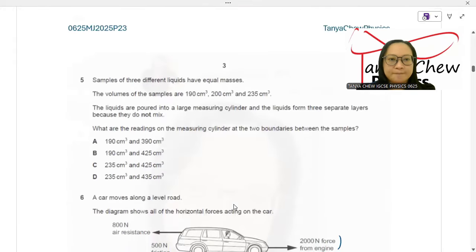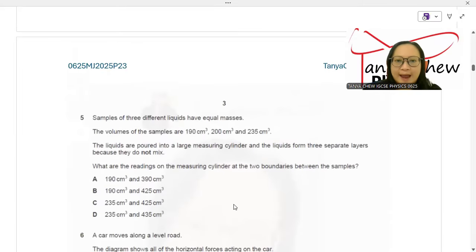Number 5, samples of 3 different liquids have equal masses. The volumes of the samples are 190 cm cube, 200 cm cube, and 235 cm cube. The liquids are poured into a large measuring cylinder, and the liquids form 3 separate layers because they do not mix. What are the readings on the measuring cylinder at the two boundaries between the samples?